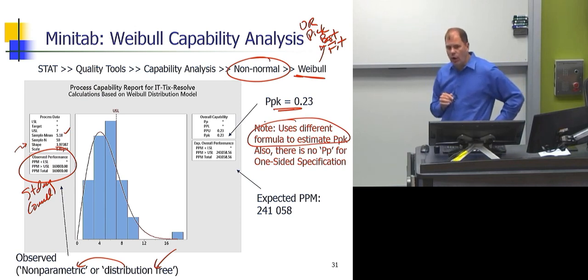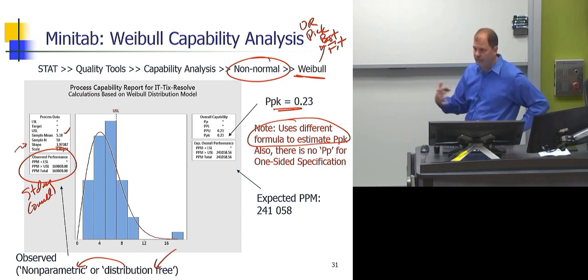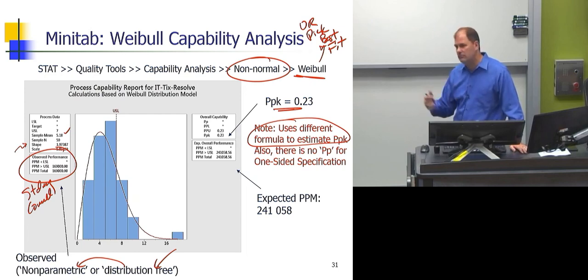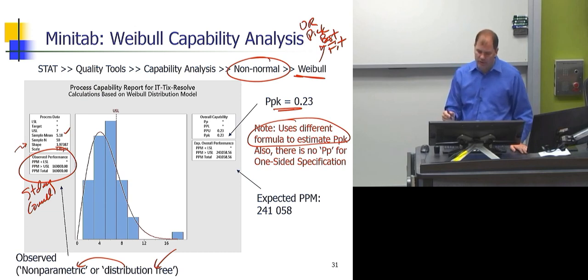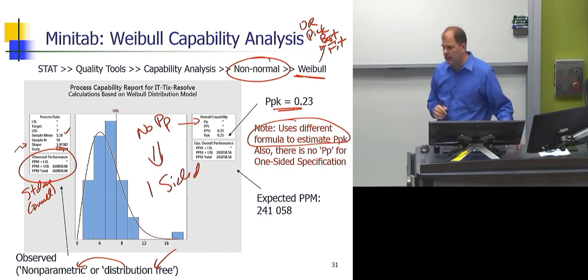If you try to do this on your own, you're probably not going to do it unless you read a textbook of the actual formulas, because the formula that it's going to use is a slightly different approach. I'm not going to spend a lot of time going there. If you want to do this by hand, you'd have to look up the formulas for it. Notice that there is no PP. The reason there is no PP is because it's a one-sided specification.